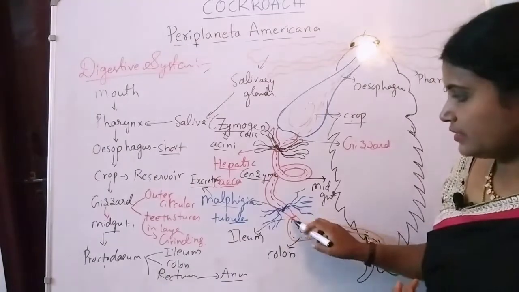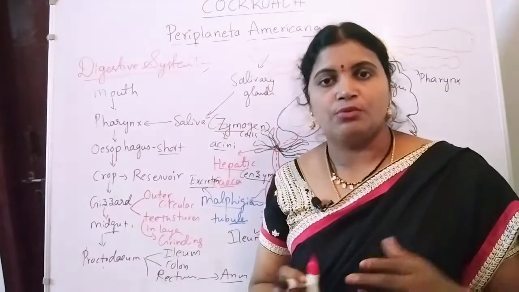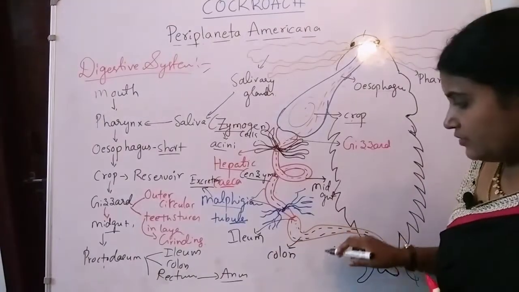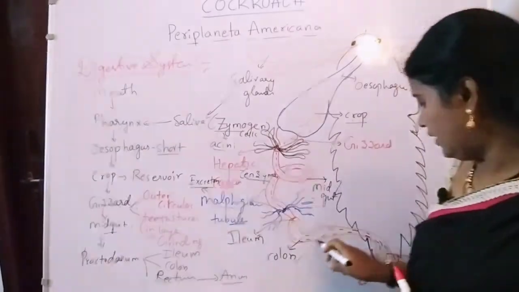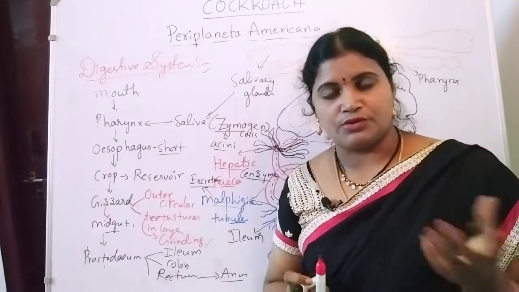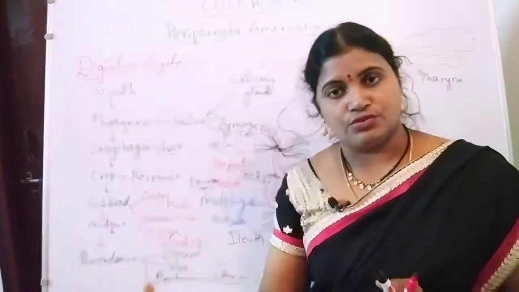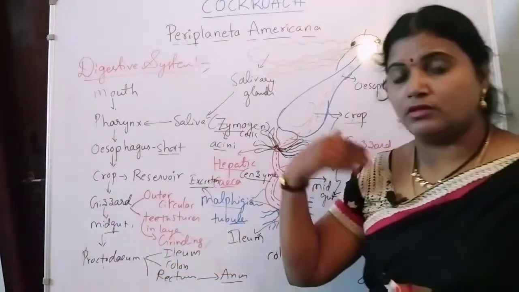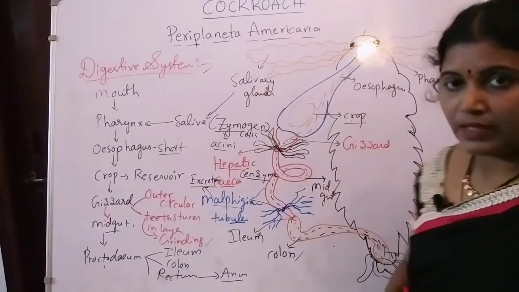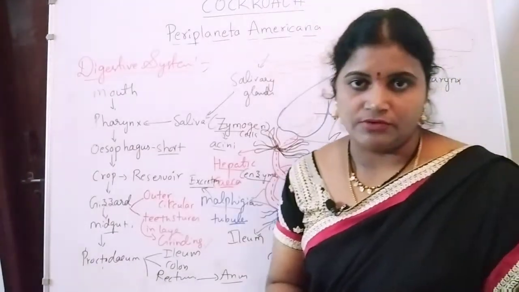In between midgut and hindgut, it contains the Malpighian tubules, which are responsible for excretion, removal of the nitrogenous waste materials. After that, the hindgut is divided into 3 portions, ileum, colon and rectum. These are responsible for absorption of water and converting the nitrogenous waste into uric acid, which is excreted out through the anus. That is about the digestive system. Next we will see the circulatory system of the cockroach.